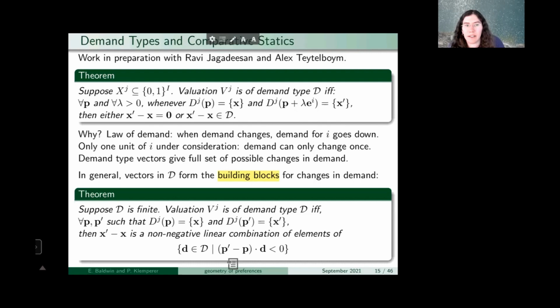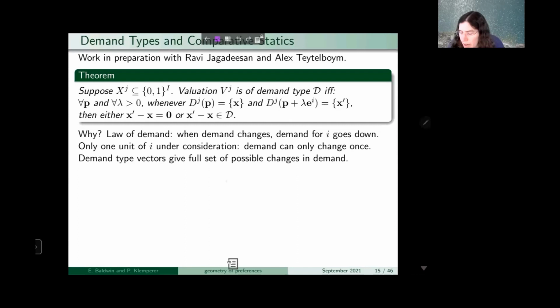My question is vague, but are you looking at some kind of minimal? We're not actually necessarily restricting to being of the minimal demand type. The reason is that we want to correspond to the economic characterizations that already exist. So for example, an additively separable valuation would look like that. That is of the strong substitutes demand type. It doesn't have the -1, 1 vector in it, but it is, in economic terms, a strong substitutes valuation. So we want to say that it is of the strong substitutes demand type, even though the strong substitutes set of vectors isn't the minimal set of vectors that you can use to characterize it.